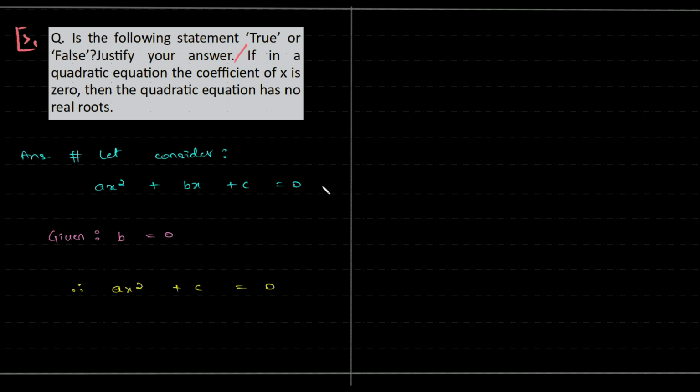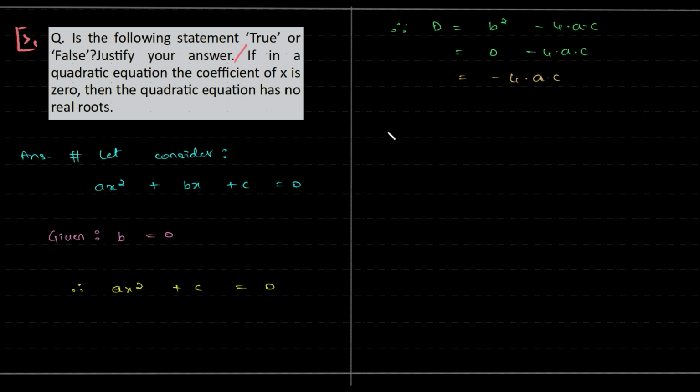Okay, let's see this. So therefore d, which is equal to b square minus 4 into a into c, will lead to what? b is 0, minus 4 into a into c. Okay, so this implies d is minus 4ac. If I have either a or c as a negative value, d is more than 0. So this statement is false.